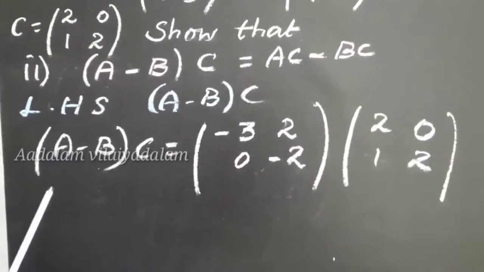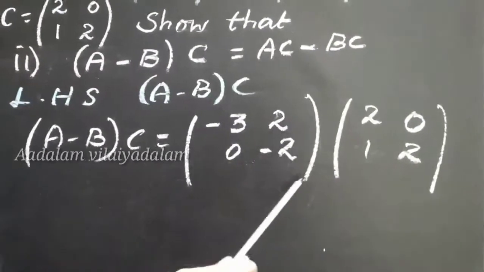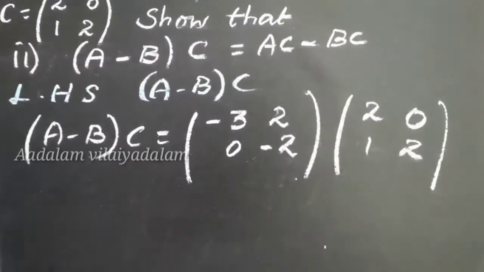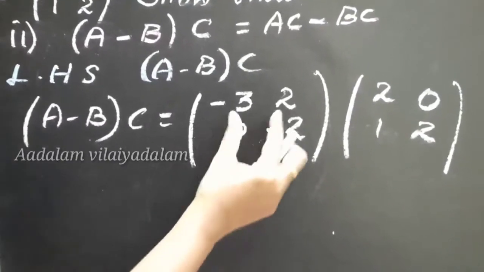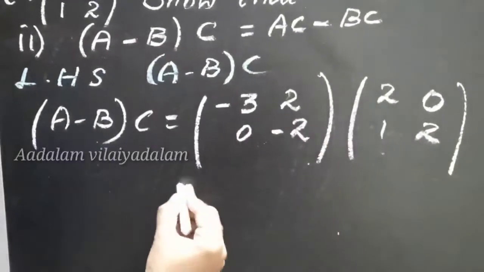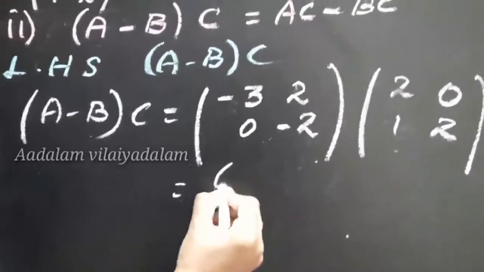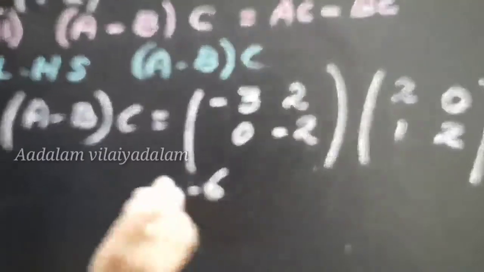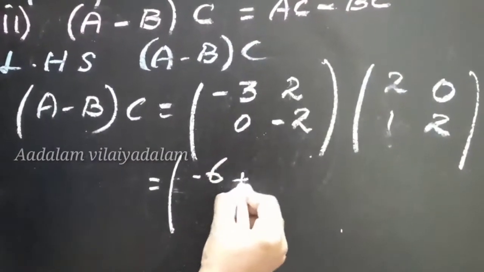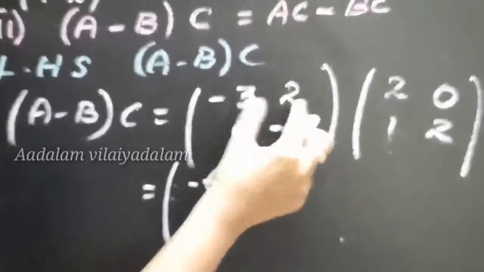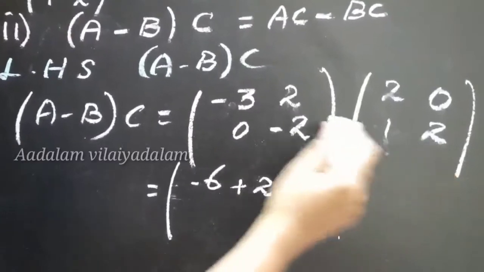So next we have to multiply A minus B into C. So this is A minus B answer into C matrix. So the product of A minus B into C. The first row, the first column. So plus into minus, minus 3 2s are 6. So minus 6. So next 2 1s are 2. The same row, second column, 0 into minus 3, 0. 2 2s are 4.